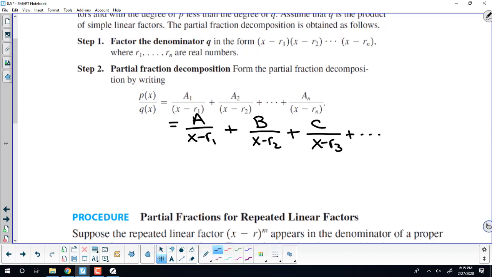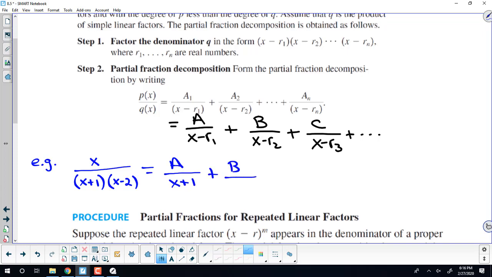So, like a specific example. If we had x over (x plus 1) times (x minus 2), we would set that up. We've got simple linear factors in the denominator, so we're going to have a over one of those factors, x plus 1, plus b over x minus 2.